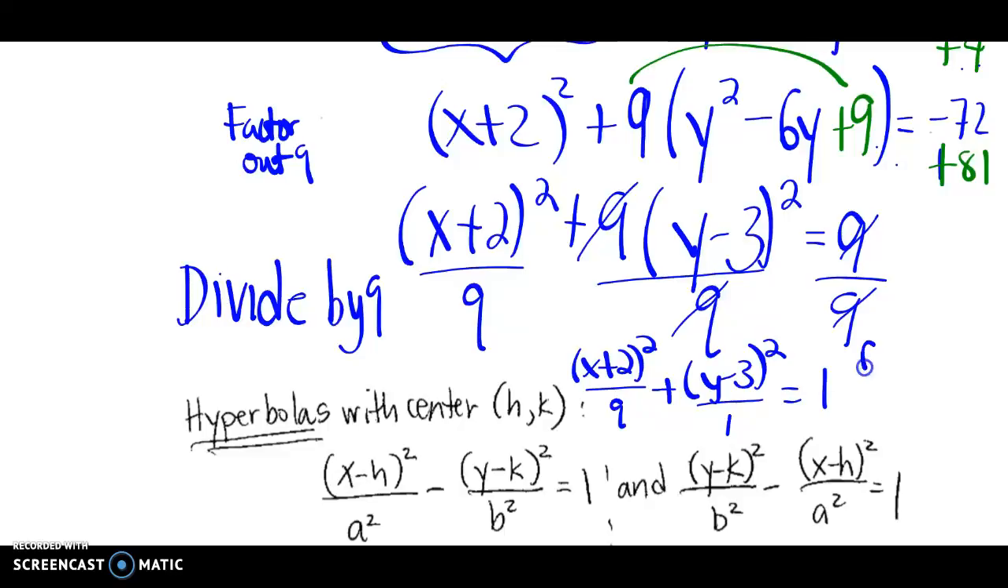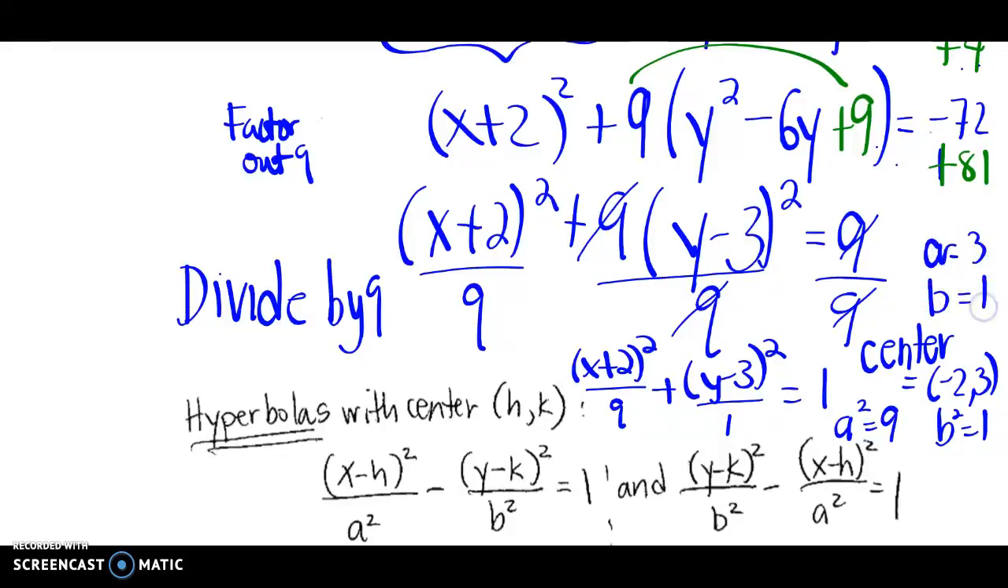So what is the center of this ellipse? Negative 2, 3. Very good. And a squared is 9, and b squared is 1. So a is 3, and b is 1. If you're going to graph this, you put the center at negative 2, 3, and then from that center, you move 3 units left and right, and then 1 unit up and down.